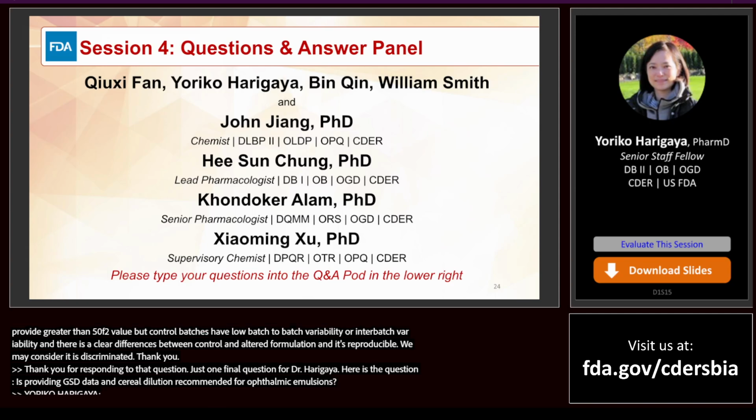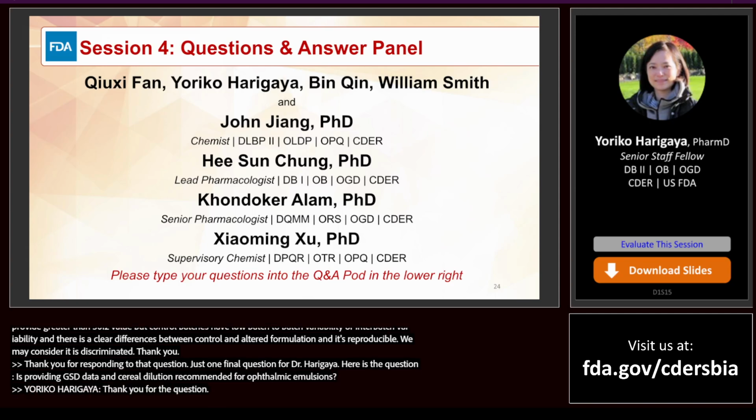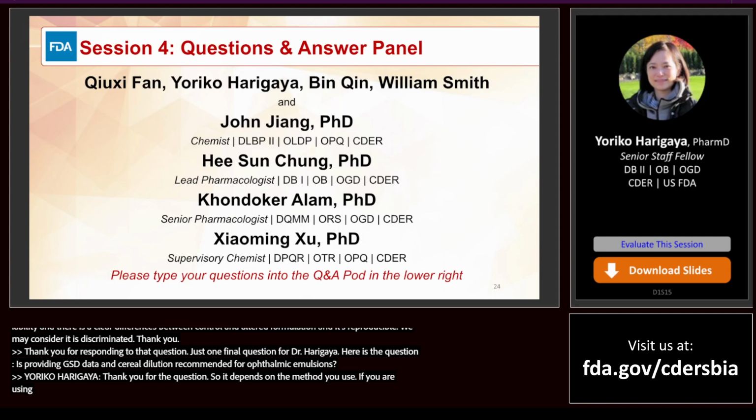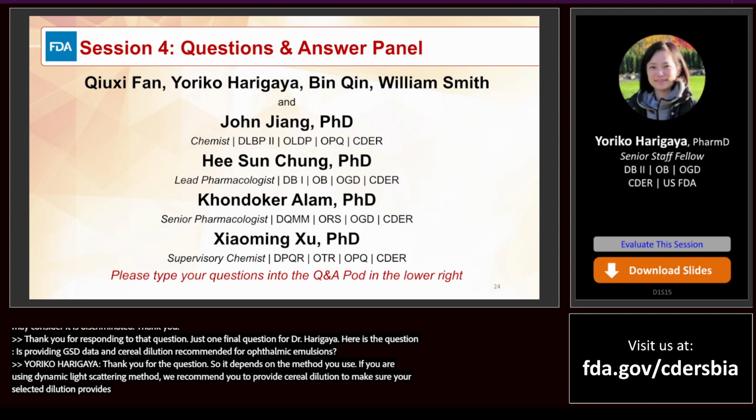Thank you for the question. So it depends on the method you use. If you are using dynamic light scattering method, we recommend you to provide serial dilution to make sure your selected dilution provides stable globule sizes and polydispersity, and also make sure to have no interference from polymers. Thank you.